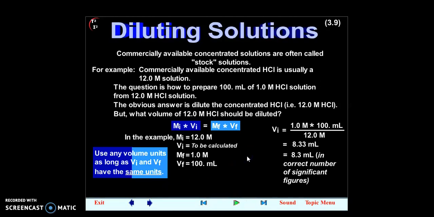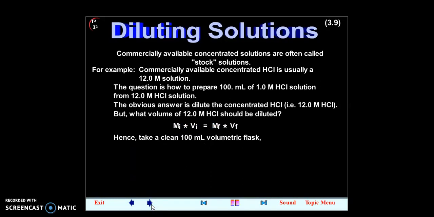In this case, you are allowed to use any unit as long as volume initial and volume final have the same unit. If the initial volume and the final volume are in the same unit, then you are free to use any unit of your own. If the initial volume is in liters, the final volume can also be in liters. You don't have to convert from milliliters to liters or liters to milliliters anymore. That will be okay for you.